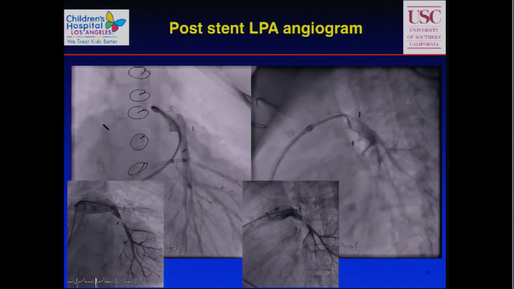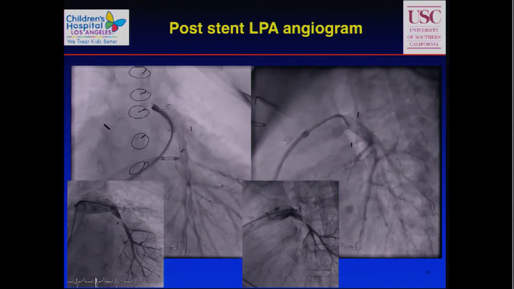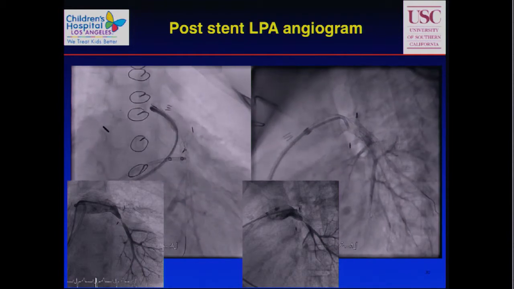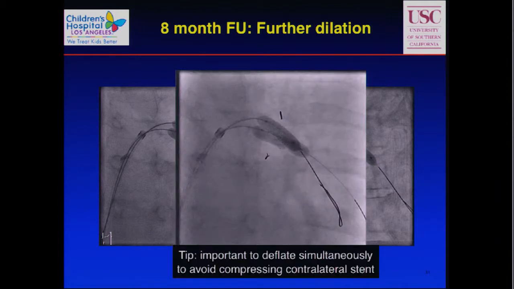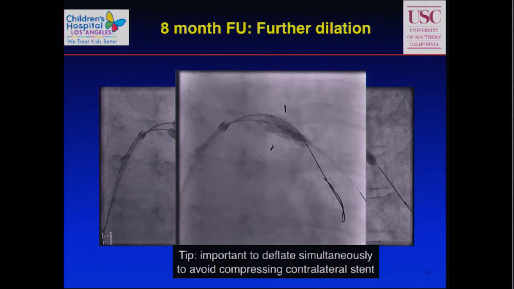And we don't see the dissections there. But again, you have to test it first with the balloon, test inflation first. Again, this is 8 months later. We further dilated it. Again, it's important that when you deflate, you also have to deflate simultaneously.